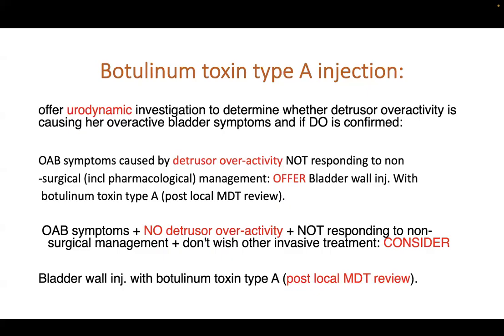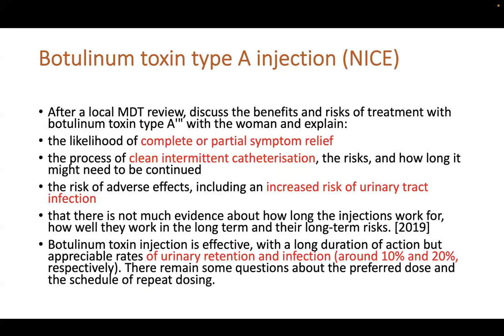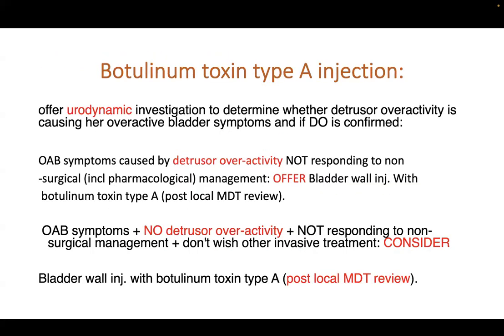So far, we have completed the medical management of OAB or urge incontinence or detrusor overactivity. Now the invasive management of overactive bladder. What are the invasive management options? Botulinum toxin type A, sacral neuromodulation, posterior tibial nerve stimulation, and the aggressive treatment surgeries are augmentation cystoplasty and urinary diversion. So we are starting with the botulinum toxin type A injection.